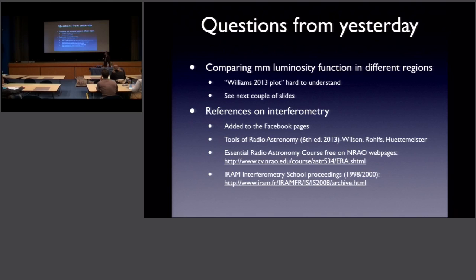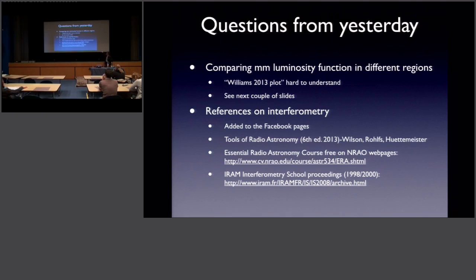One, very common, is that you basically could not understand what the Williams 2013 plot was all about. So I'll try to explain it again in the next two slides. And the other thing was having some references on interferometry, on the techniques. So I added on the Facebook page these three references. These are on my own personal taste. It's full of books and articles on interferometry.